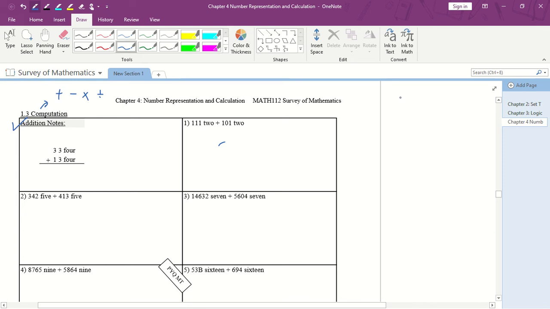For example, 33 base 10 plus 13 base 10. How do we usually do this? Usually we do 3 plus 3, it becomes 6, of course base 10, which we do not write in our daily life, and 3 plus 1 is equal to 4. And that's our answer, 46 base 10.